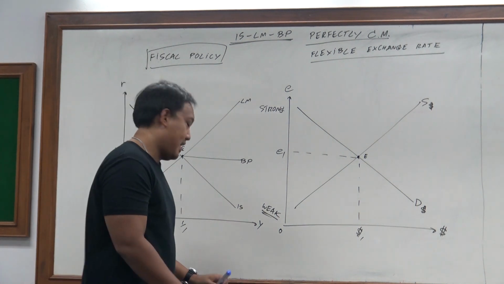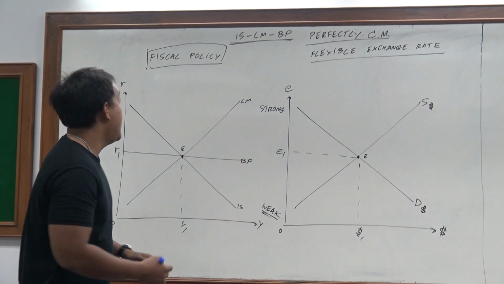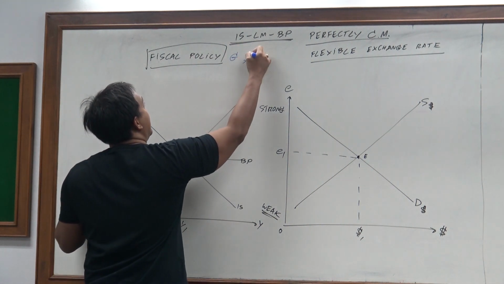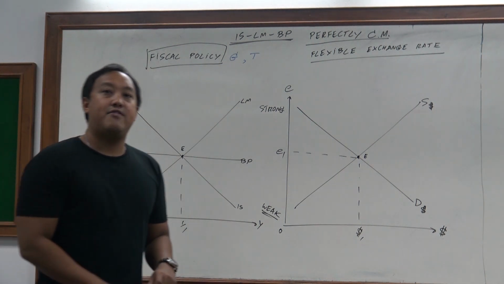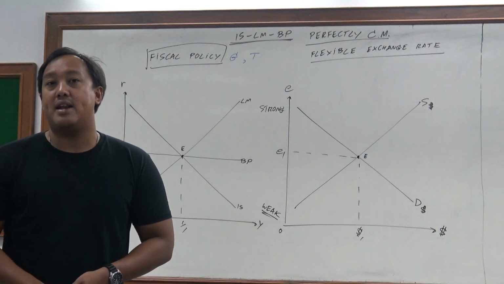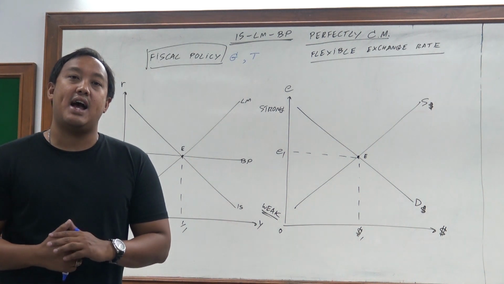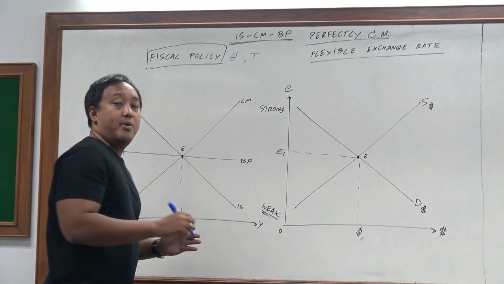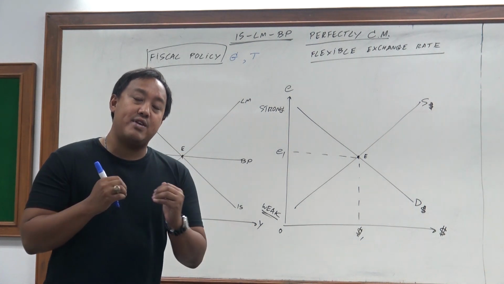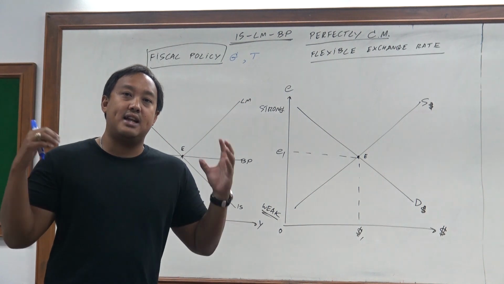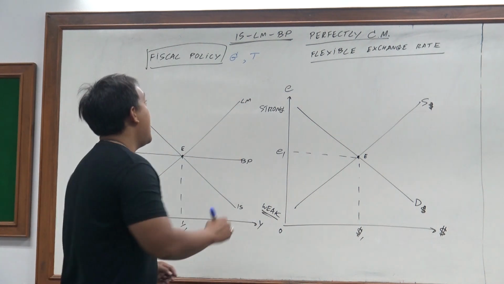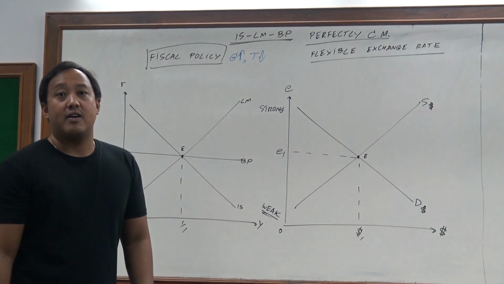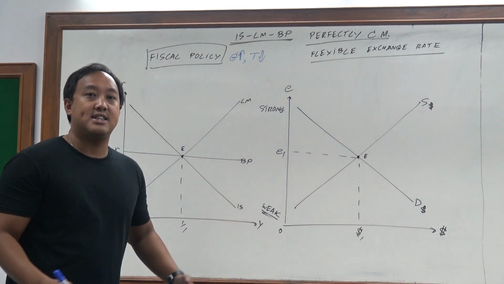So how does it work? What is the effect of fiscal policy? Fiscal policy is gonna be about government spending and tax. Remember, right? Fiscal policy is the policy of the government, how they control government spending and how they control the level of tax. So if the economy is bad, when you have a crisis, the government can stimulate the economy by increasing their spending or lowering the tax.